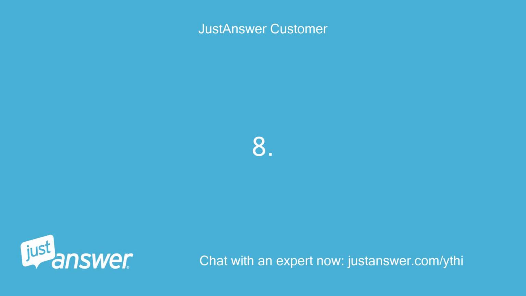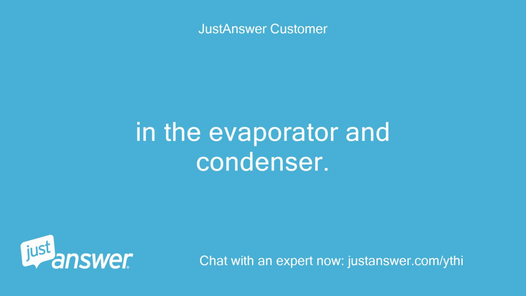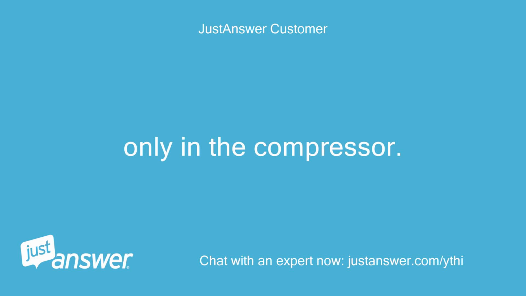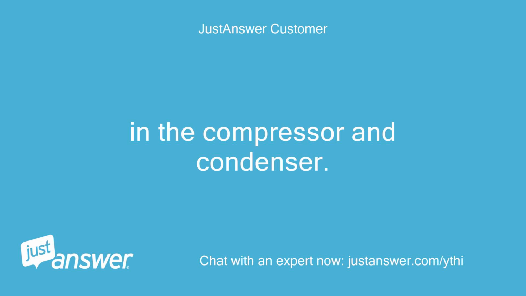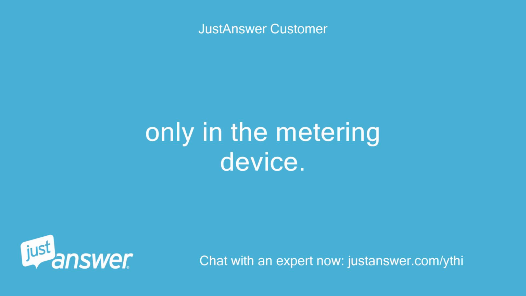8. In the compression refrigeration cycle, the refrigerant is saturated A. In the evaporator and condenser. B. Only in the compressor. C. In the compressor and condenser. D. Only in the metering device.